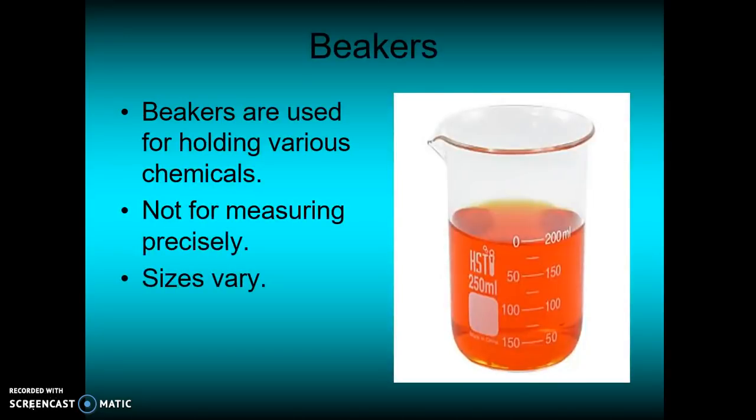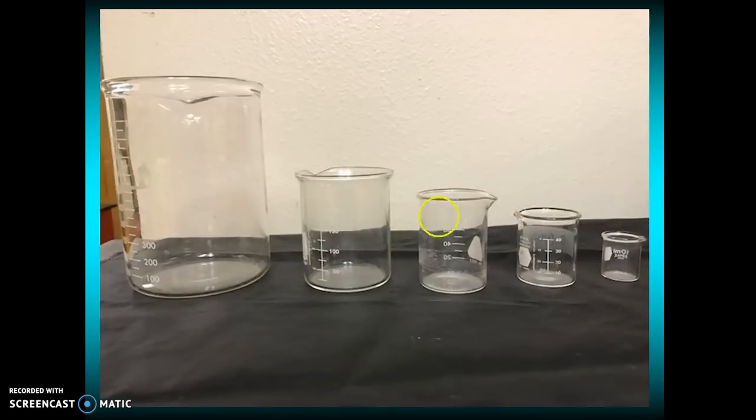Let's start with the most commonly used in the lab, that is the beaker. Beakers are used for holding various chemicals or liquids. You can see on the beakers there are some numbers, but they are not used for measuring any liquid precisely. These beakers come in various sizes. You can see in this picture from bigger to smaller, but the most commonly used beaker in the lab is the 250 milliliter. And if you look at this small one, this is a 10 milliliter. This is really cute, isn't it?